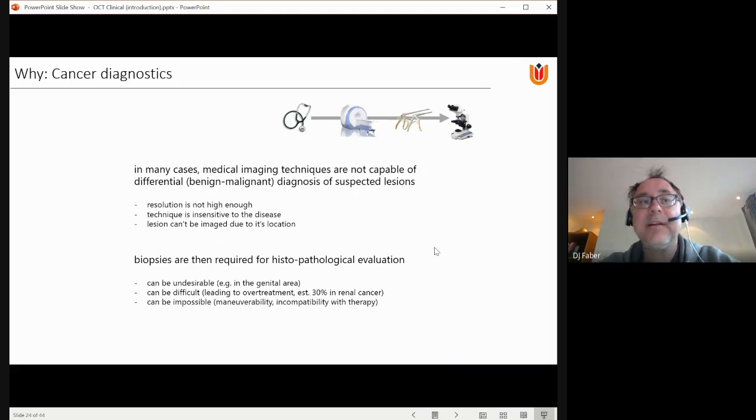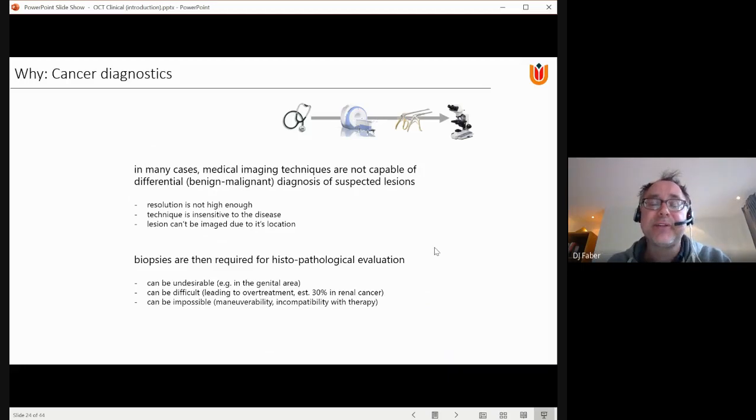So then, in order to tackle that, there has been a national effort to look at medical imaging techniques that can be used to relieve this problem. The problem was that in many cases they were not capable of differentiating benign and malignant lesions.